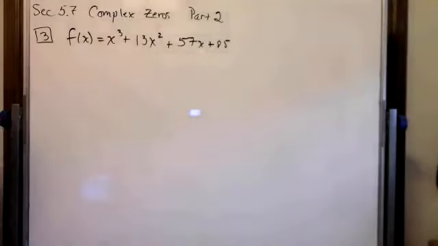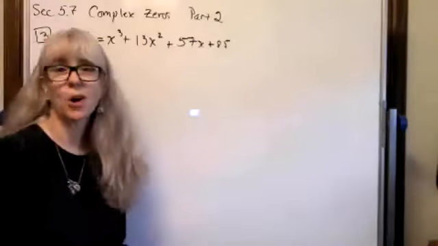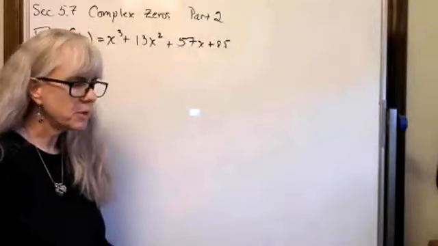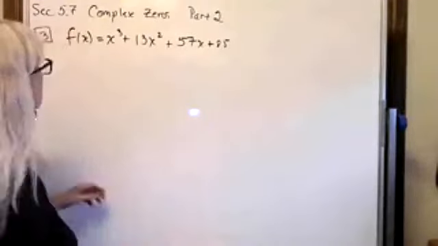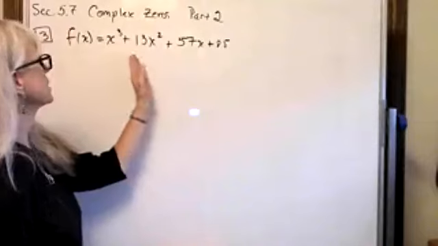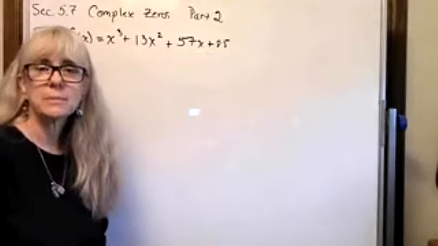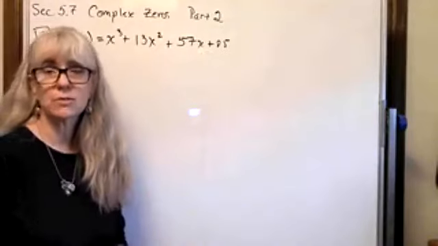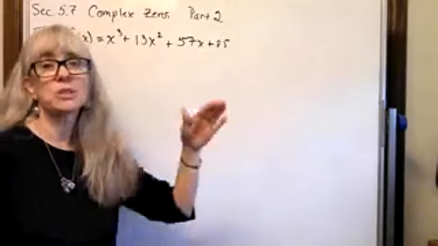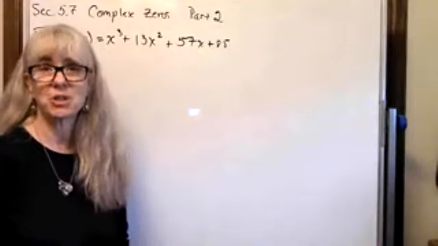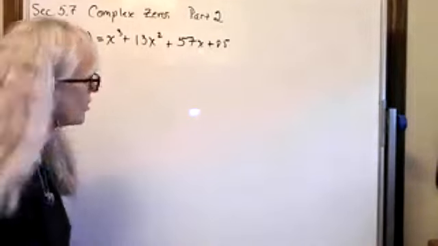So in part 2, we're going to finally start solving or finding all the zeros. Example 3 says find the complex zeros of the polynomial function f of x equals x to the third plus 13x squared plus 57x plus 85. We're going to use the same steps we did in the previous section, section 5.6. We're simply not going to stop when we hit those imaginary zeros. We're going to continue on and find all of the zeros.